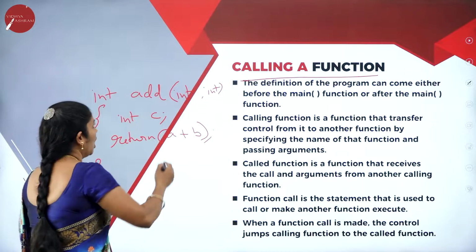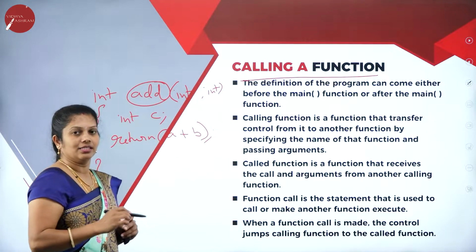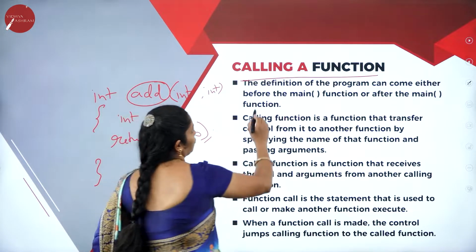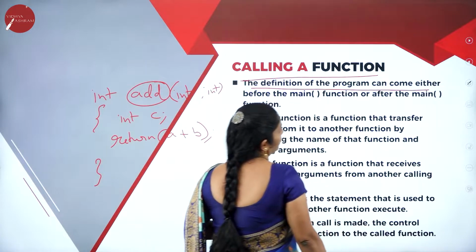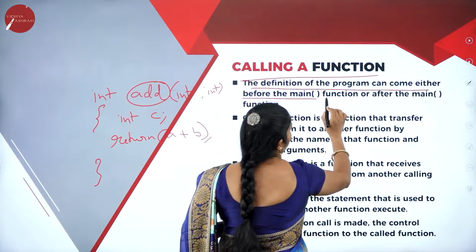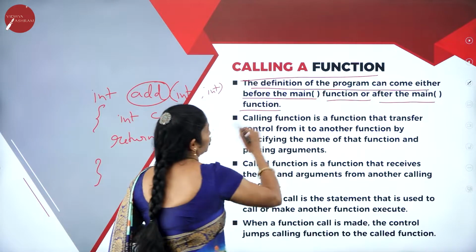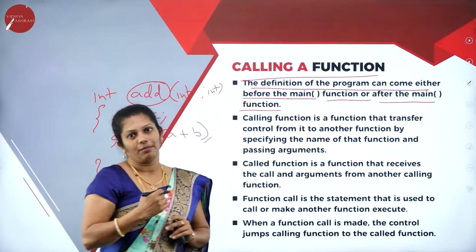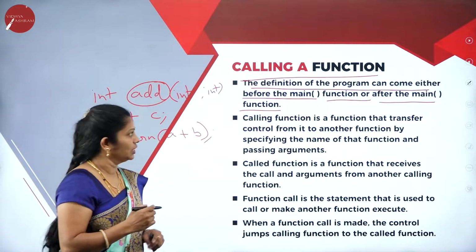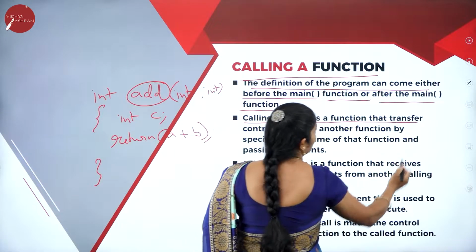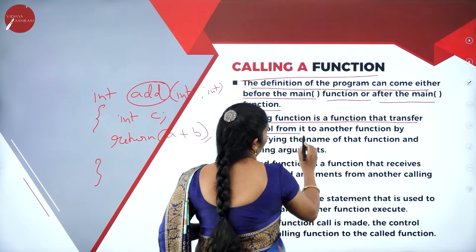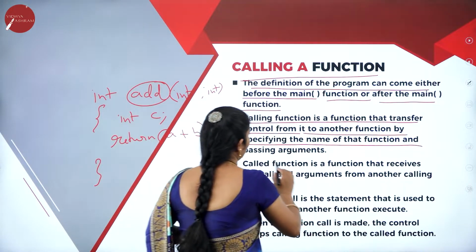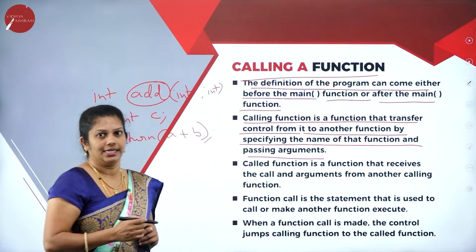Then how are we calling this function? That is, how to invoke a function. If I want to invoke a function, the definition can come either before the main function or after the main function. We can write this function before the main program or after it. The calling function is a function that transfers control from itself to another function by specifying the name of that function and passing the arguments.